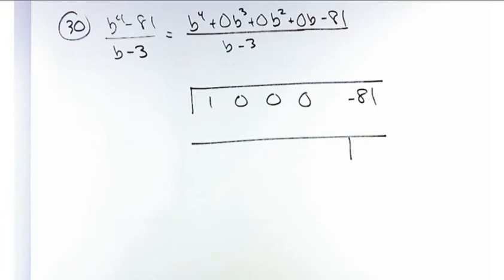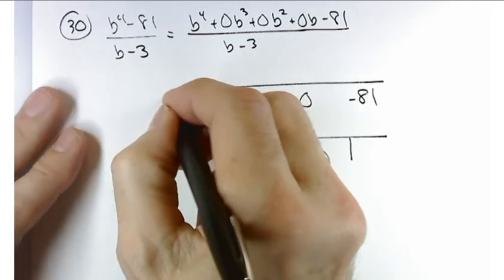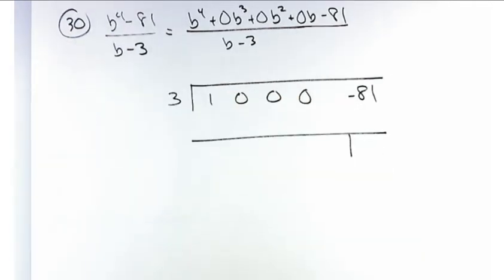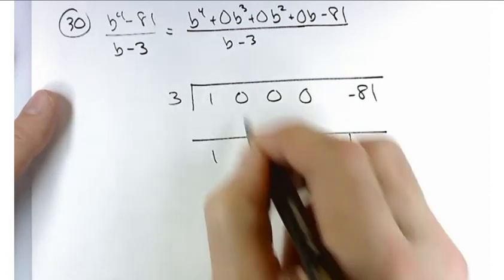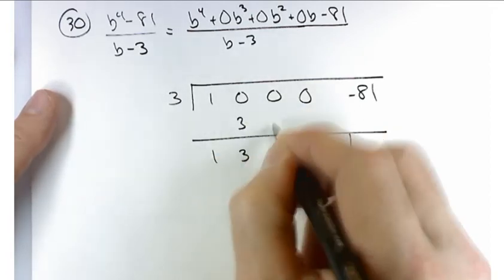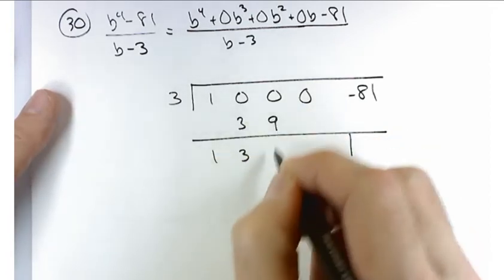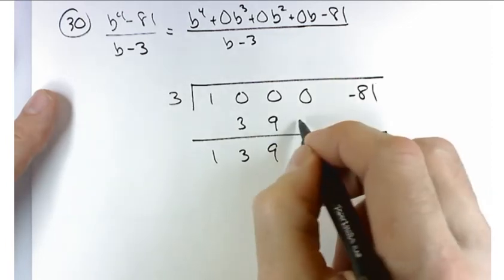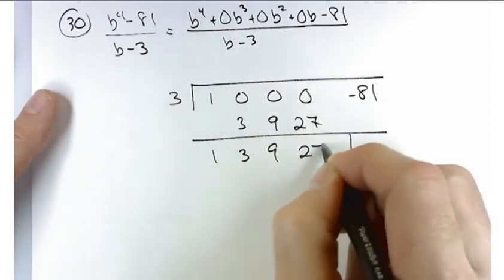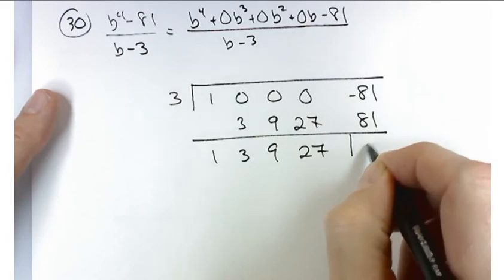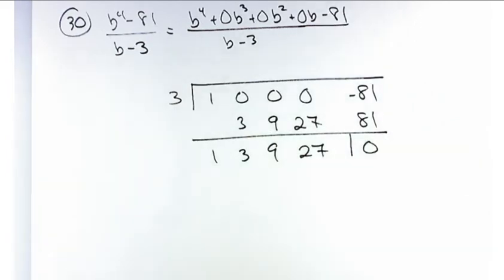Jamie, what number goes out in front? Positive 3. Good. So positive 3, 1, 3, 3, 9, 9, 27, 27, and magic, 81 and 0.